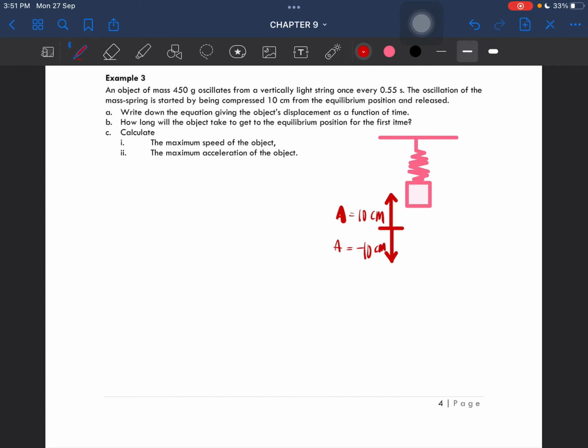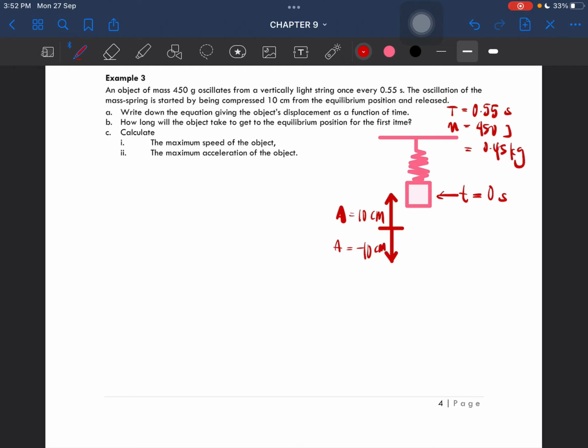At this point here, the time is equal to 0 seconds. Initially it has not been released yet, so t equals 0. Based on the question, we have been given the period, which is 0.55 seconds, and the mass, which is 450 gram. Convert that into kilogram, it is 0.45 kilogram.